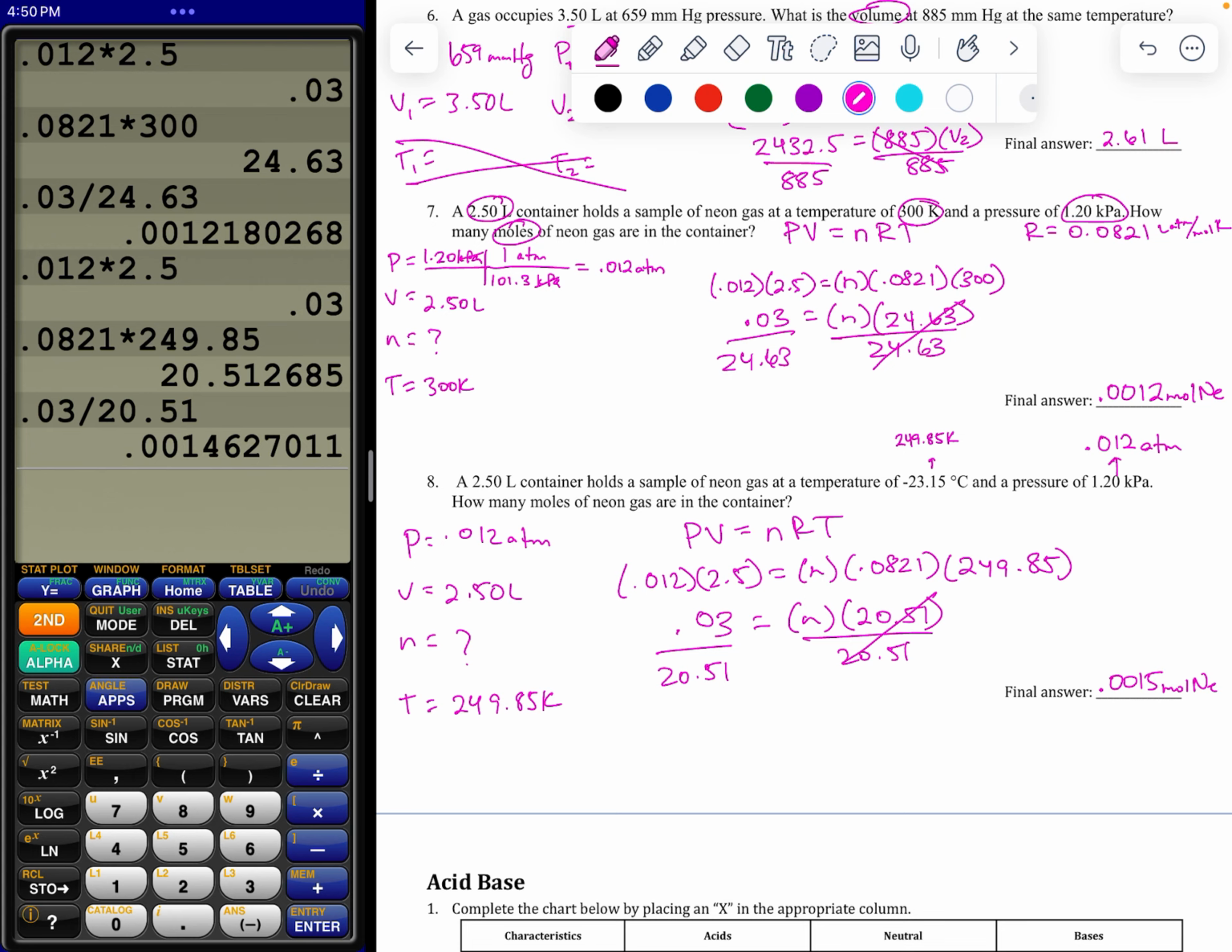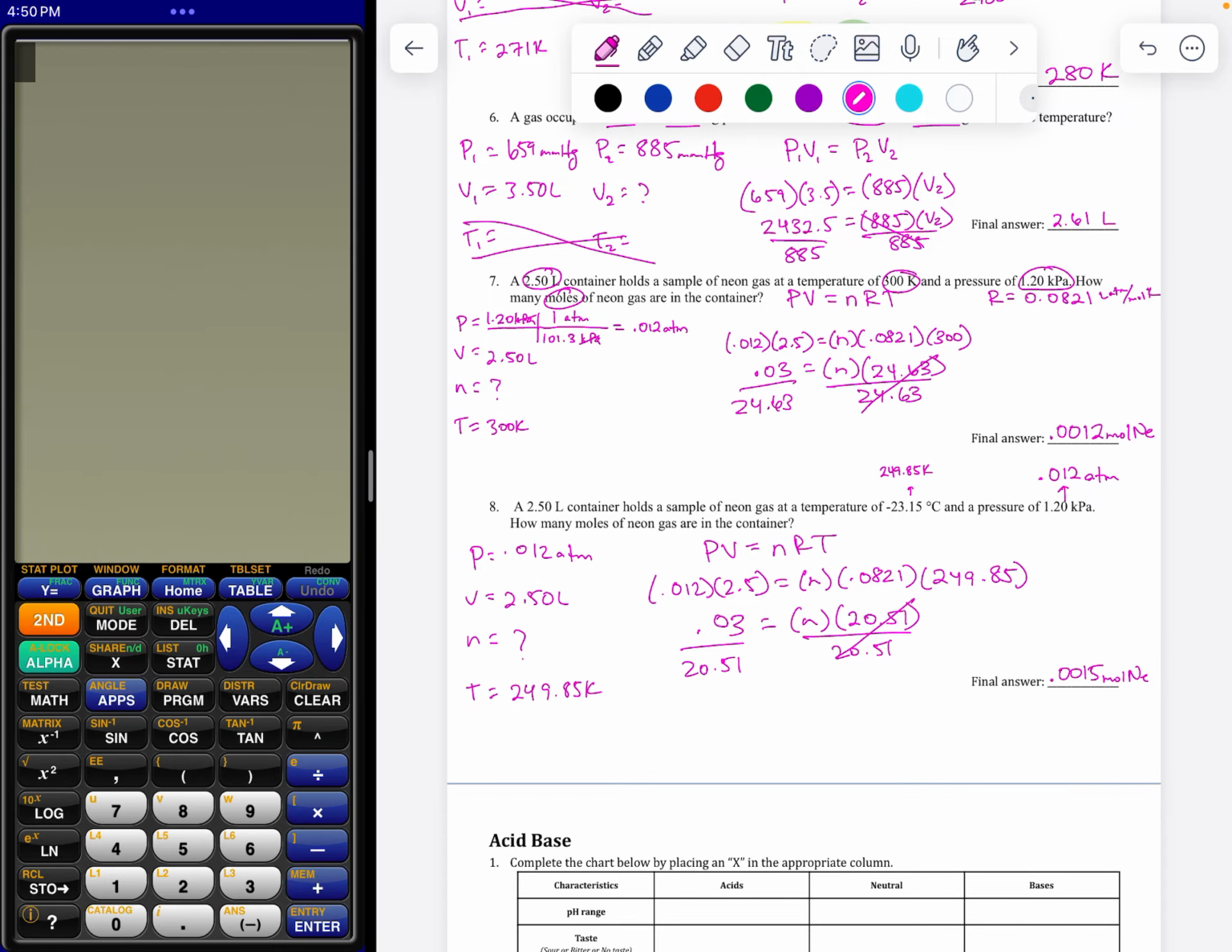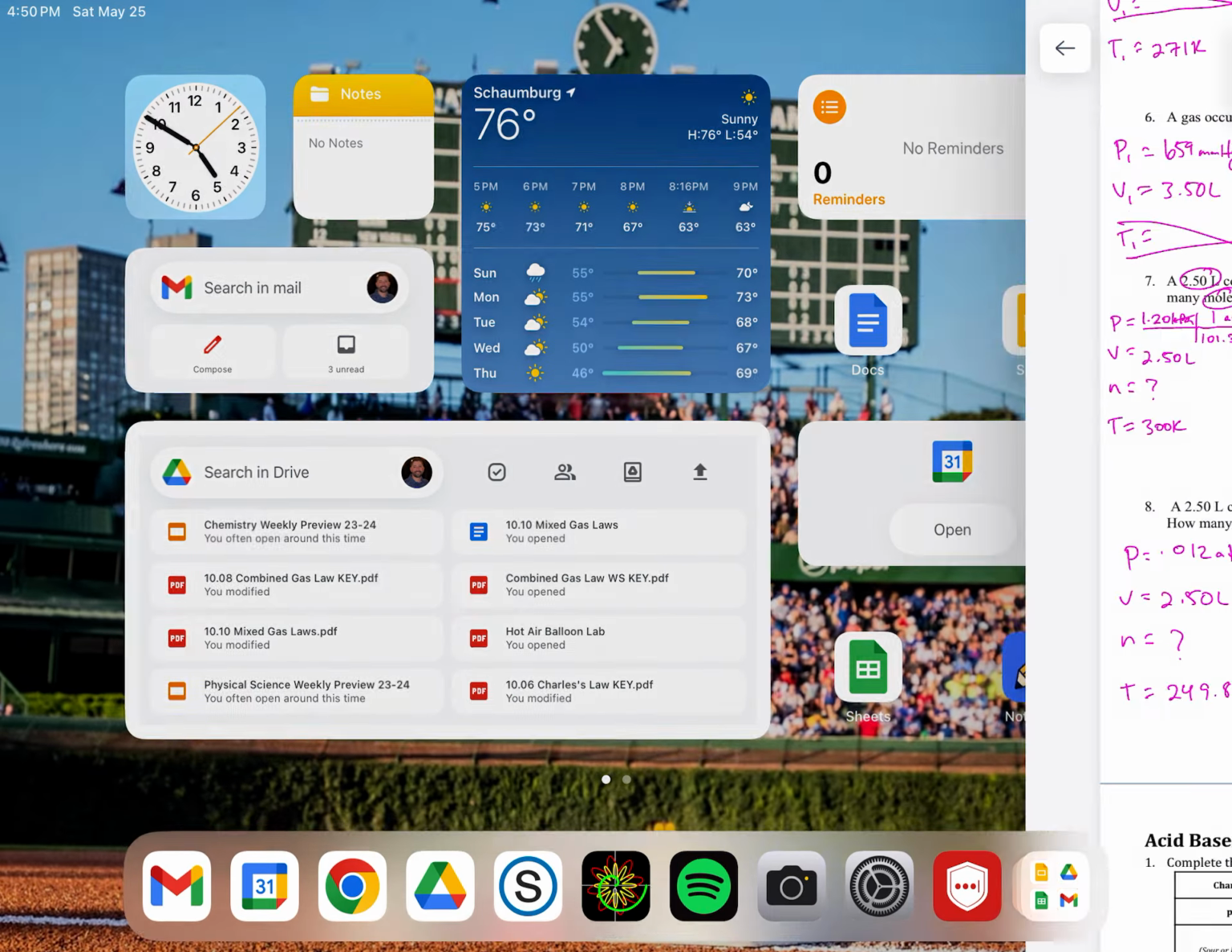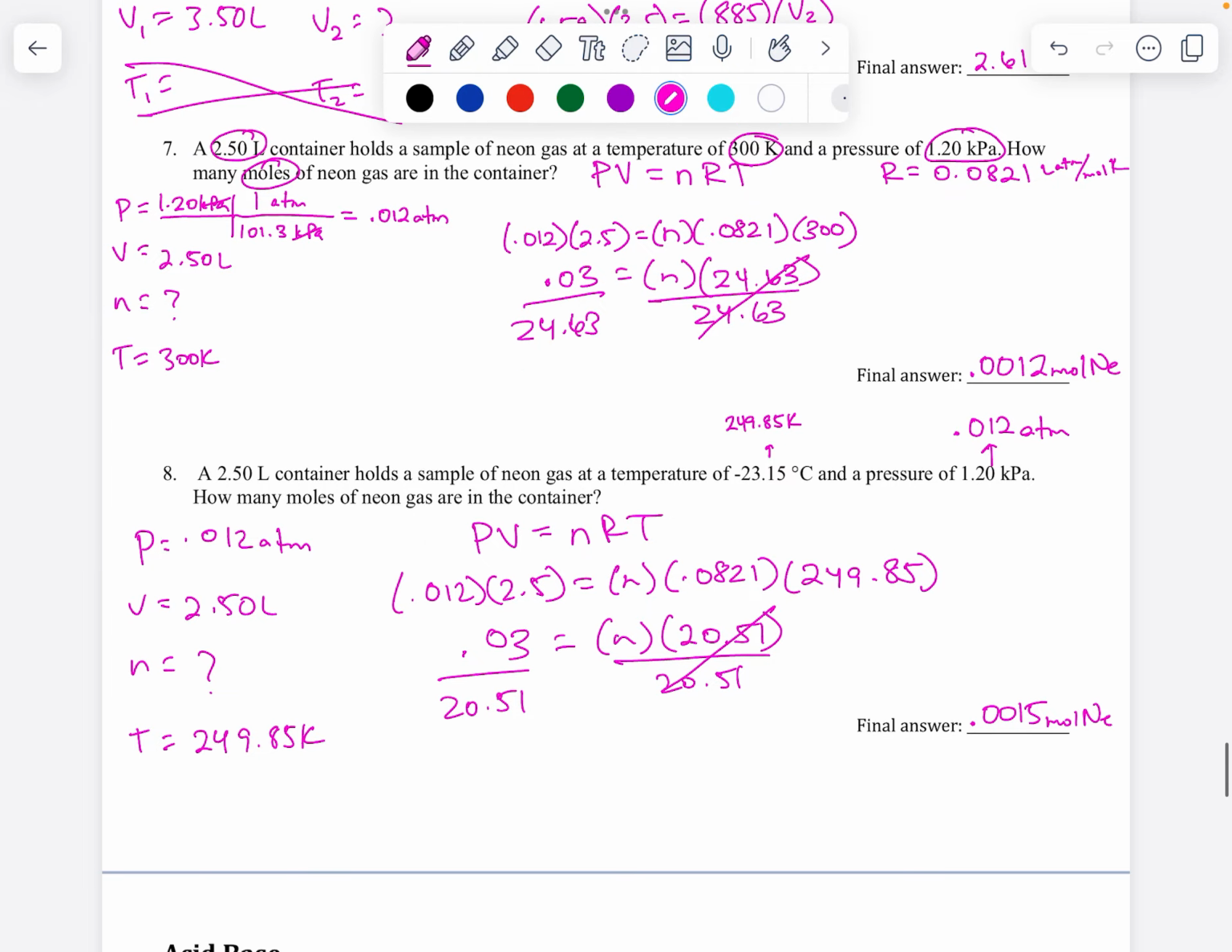All right, so that was our gas laws, and we have one more section to go for our acids and bases.